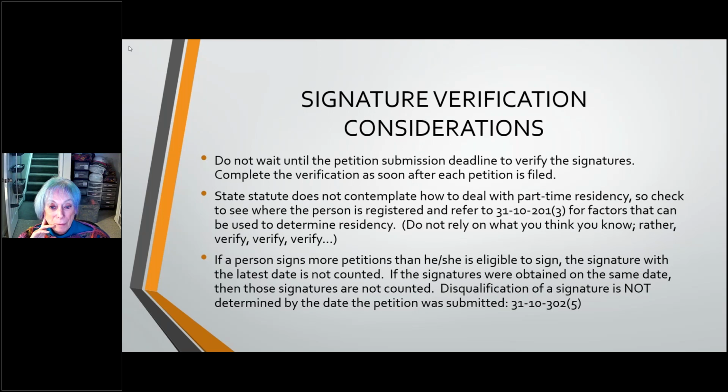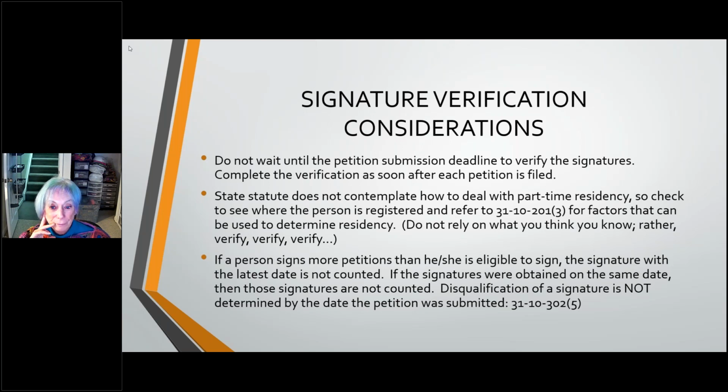Towards that part, again, we had some questions on this last time, and again, some this time, is what if the earlier dated signature is turned in later than a petition you've already certified is complete with a signature from the same person, but signed later than the petition turned in later? Well, then you'll have to go back, and if that one signature is enough to disqualify the entire petition, then the person's got to go back and get a signature to replace it. It's very clear in statute that disqualification is not determined by the date the petition was submitted.